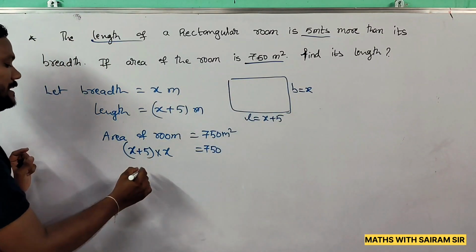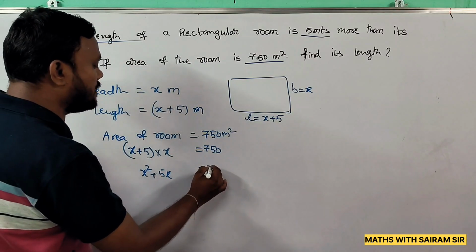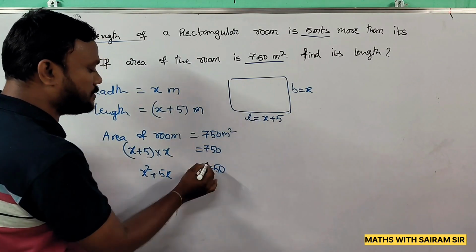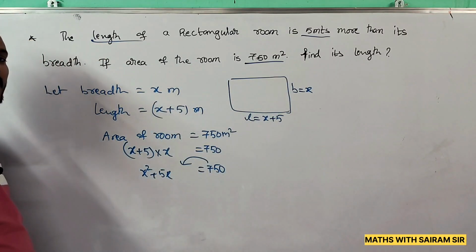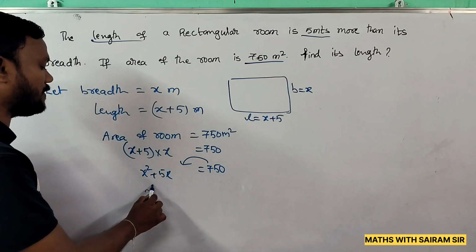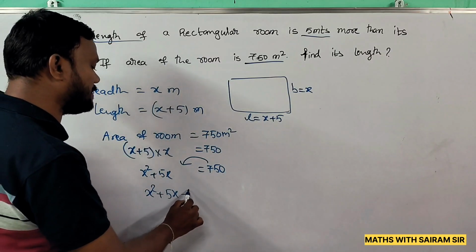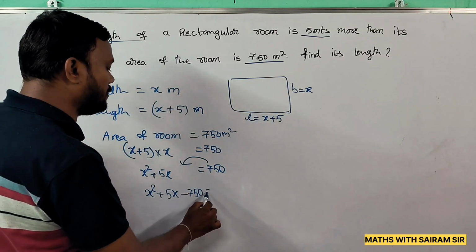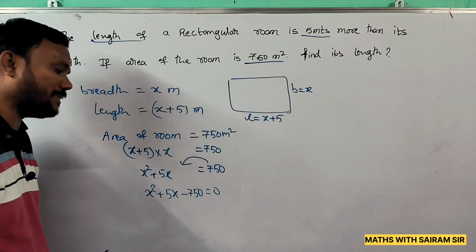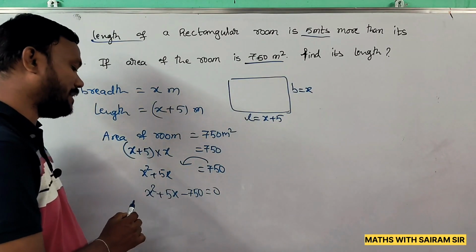Now multiplying this can be written as x square plus 5x, that gives you 750, and transposing this plus 750 to other side of equation, it becomes minus 750, so that it forms a quadratic equation, that is x square plus 5x minus 750 is equal to 0. This quadratic equation we need to factorize so that to get the x value.